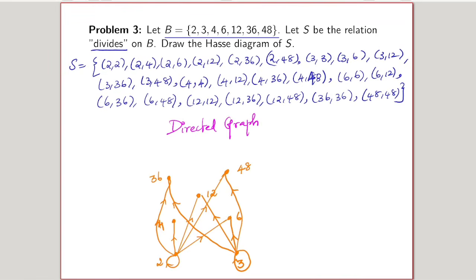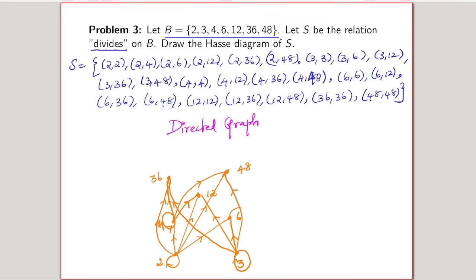Next one, we can come to 4. 4 is related to 4, so this entry will be here. Then 4 to 6 it is not related, but the 4 to 12 entry is possible. Then 4 to 36 it is possible, and then similarly 4 to 48 also it is possible.